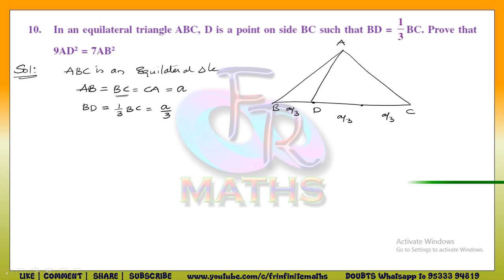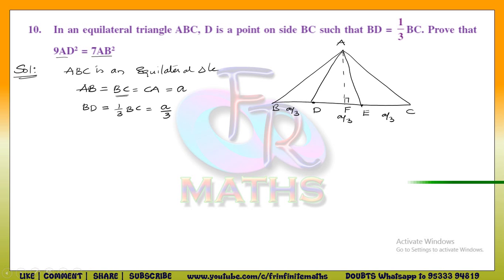Next, what I am going to do is, let us consider this point as E. Then if I join, this also will make the side into 3 parts. Next, what is he asking? D is a point on side BC. Prove that 9 times of AD square is equal to 7 times of AB square. So for that, what I am going to do is, I am going to drop a perpendicular here. So I am going to drop a perpendicular AF.